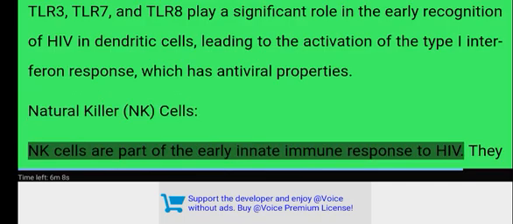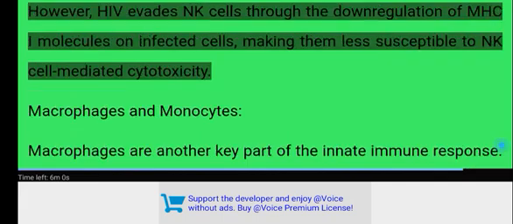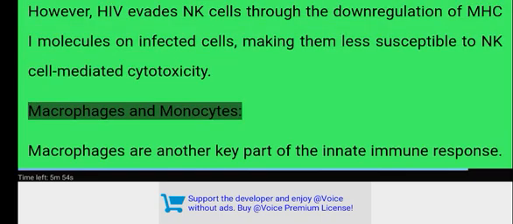Natural killer (NK) cells. NK cells are part of the early innate immune response to HIV. They recognize and kill infected cells, including those with reduced expression of MHC class I molecules, which is common in HIV-infected cells. However, HIV evades NK cells through the downregulation of MHC I molecules on infected cells, making them less susceptible to NK cell-mediated cytotoxicity.